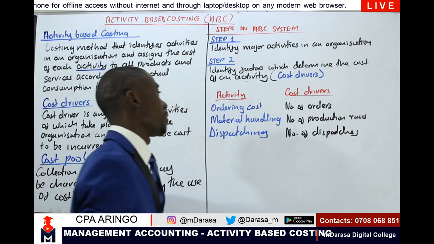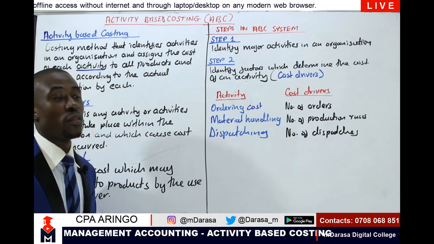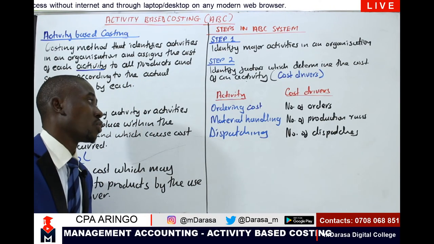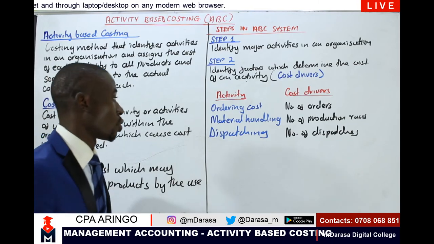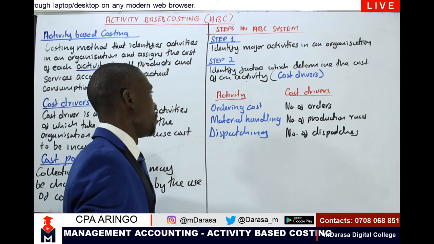Number of dispatches we should be having in that case. Also, we can talk of an example of what? Maybe the aspect of setup. Maybe I'm having setup, stock of setup, for example.